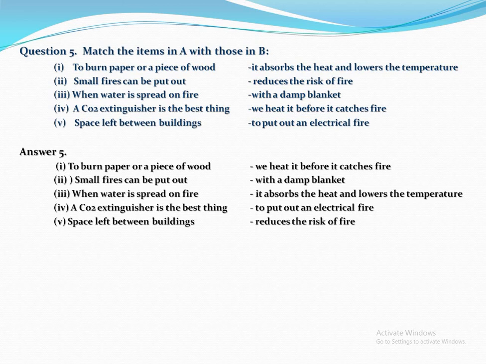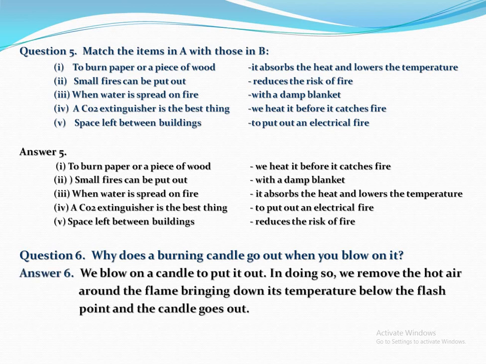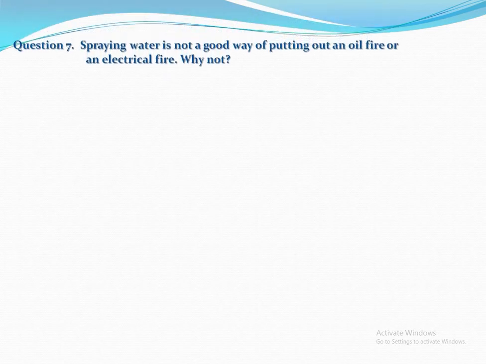Now the question number 6. Why does a burning candle go out when you blow on it? The answer of this question is we blow on a candle to put it out. In doing so, we remove the hot air around the flame, bringing down its temperature below the flash point, and the candle goes out.